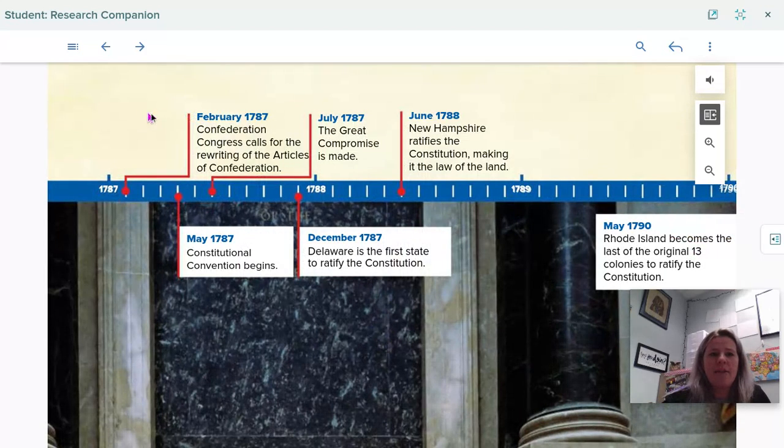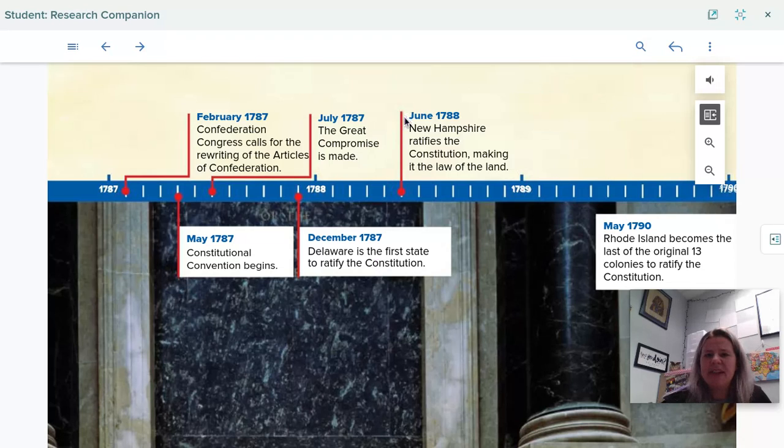So we have February of 1787, the Confederation Congress calls for the rewriting of the Articles of Confederation. Then in May of 1787, the Constitutional Convention begins. In July of 1787, the Great Compromise is made. In December of 1787, Delaware is the first state to ratify, or approve, the Constitution.